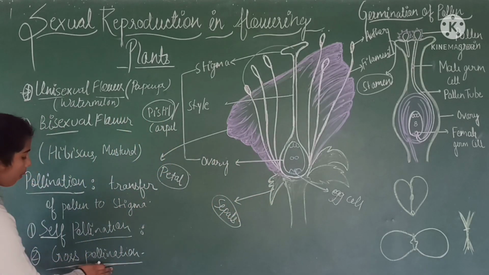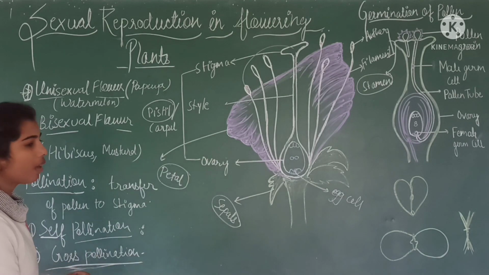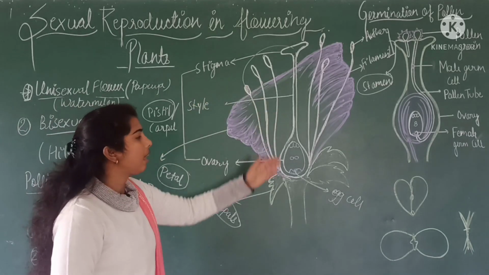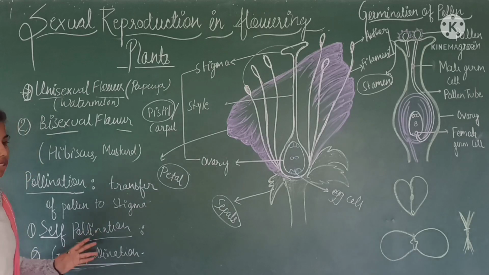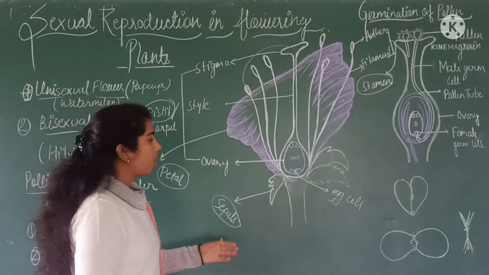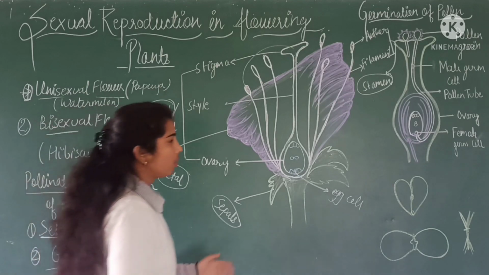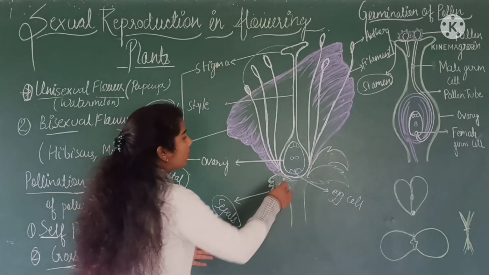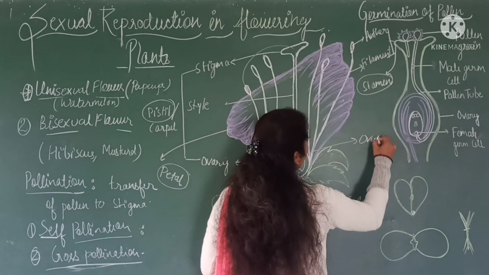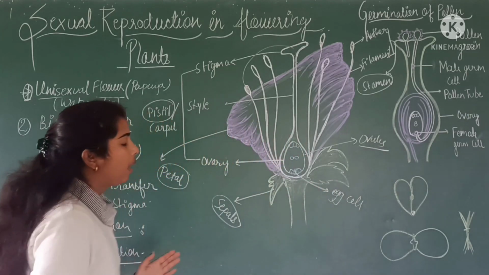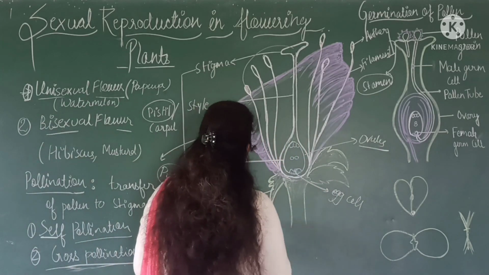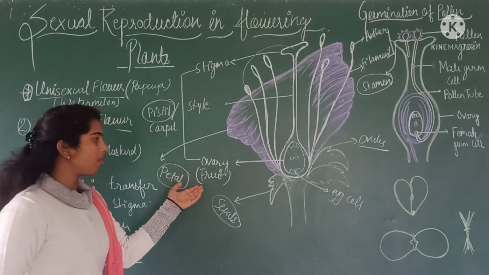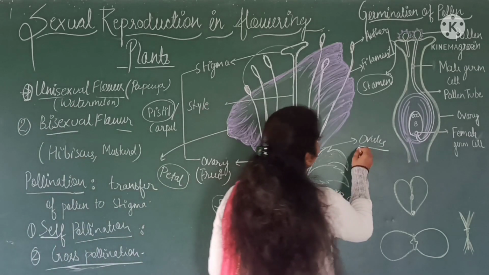If the pollen is transferred to another flower, then that pollination is cross-pollination. And if the pollen is transferred to the same flower, like in hibiscus, then that pollination is self-pollination. Now we come to the zygote. After formation of the zygote, the ovules become the future seed, and the ovary develops into the fruit. Ovary develops into the fruit and ovules develop into the seed.